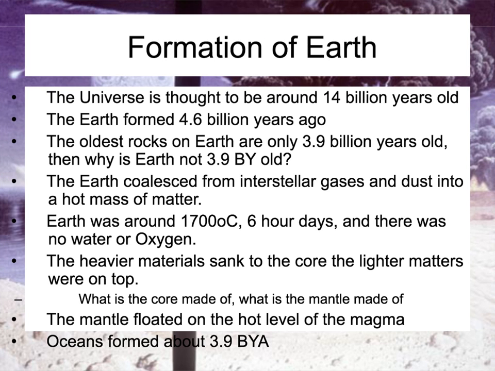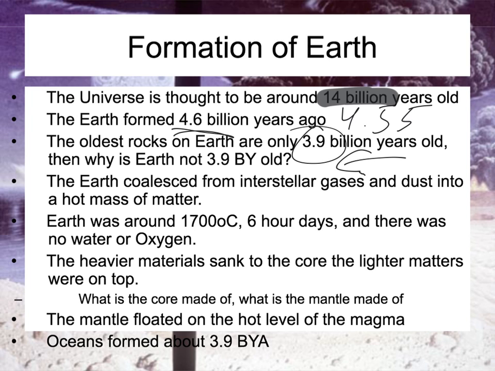So a couple dates that you'll need to know for our test. Number one is that 14 billion. That's the approximate age of our universe. We get that from the Big Bang Theory. We also know that our Earth formed around 4.6 billion years. We talked about how I use the numbers 4.55 as well, but those are pretty basic numbers. Oldest rocks are 3.9. We talked about where we get this number from, and then why our Earth is actually older than 3.9, even though the oldest rocks are only that age.